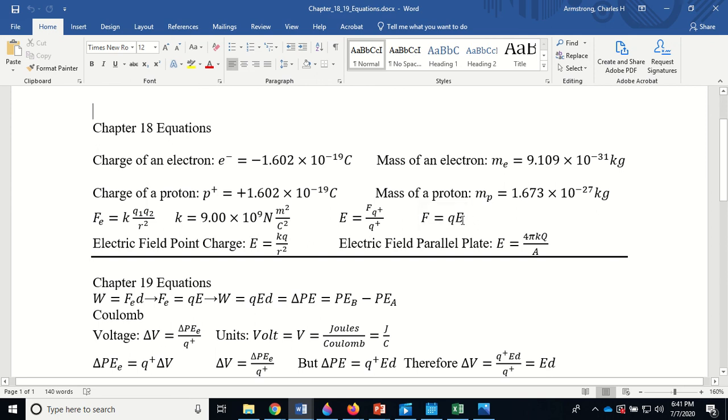So if the charge is 2 coulombs and the electric field is 4 newtons per coulomb, then you'd have 4 times 2. You'd have 8 newtons of force for that 2 coulomb charge you stuck in there. Okay?